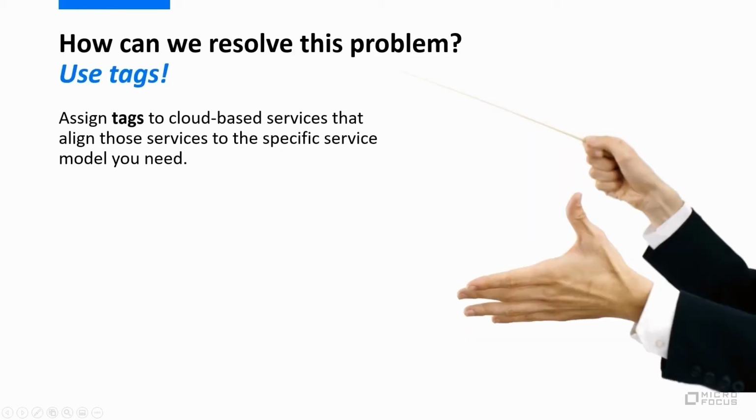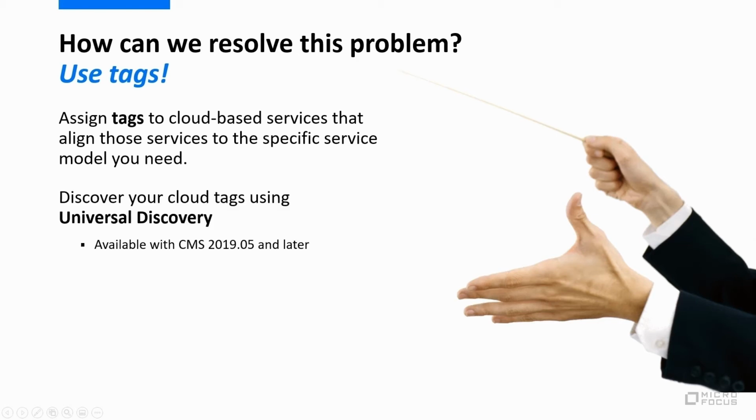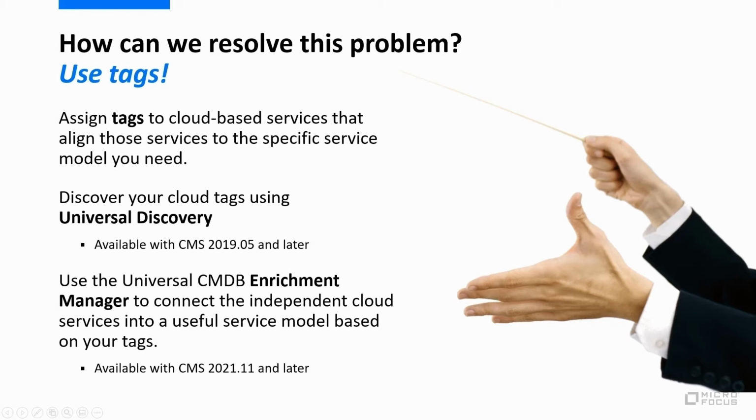So how do we resolve this problem? We use tags. That is, we assign tags to our cloud-based services that help us understand how those services are used in context with the other components that are available to us from Amazon. And the cool thing is, Universal Discovery can discover these tags and has been doing so since our May 2019 release. And with our November 2021 release, we can now use our Enrichment Manager to be able to use those tags as a method of connecting the various components in our cloud to the proper service model structure.